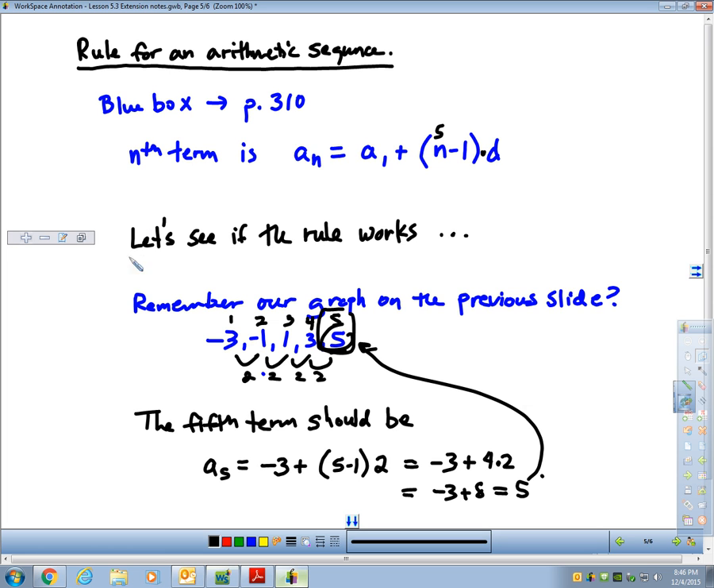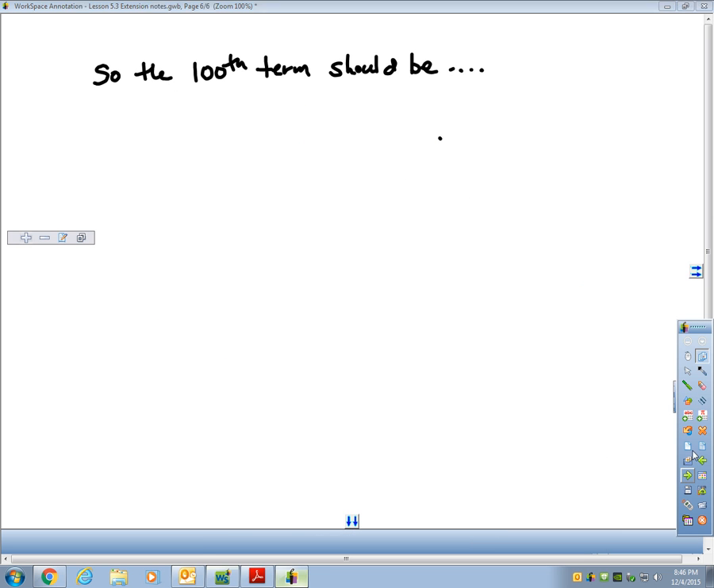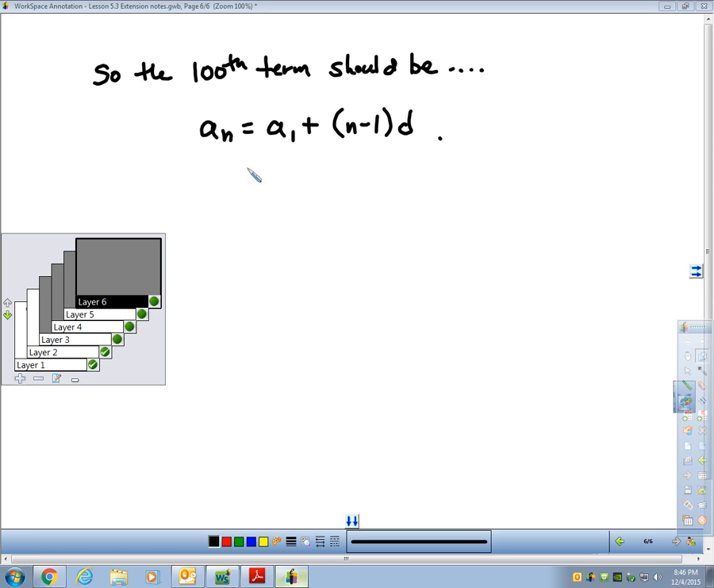Now you might be wondering, well, why would I want to do that? Couldn't I just look at this real quick in my head and get 5? Yeah, you could if it's a short sequence, but what if I said to you, I want you to find the 100th term of that sequence? Are you actually going to count those all the way up to 100? And I would hope not, okay? Here's what I would want you to do. I would want you to take the rule. I want the 100th term.